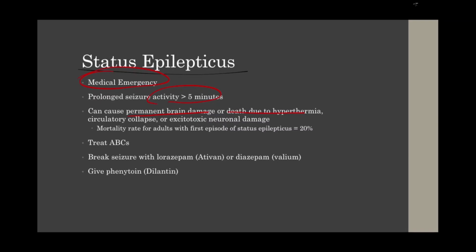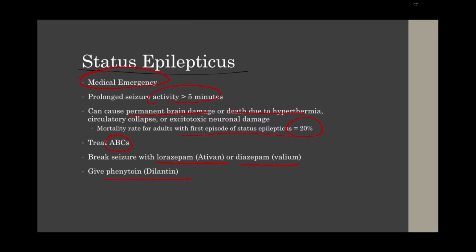Mortality rate for a first episode is 20%. So pretty high. So the biggest thing, always ABCs. Always check those, make sure the patient's airway, breathing, and circulation are okay. You want to break the seizure with lorazepam, Ativan, or diazepam, Valium. Those are good for breaking the seizure.